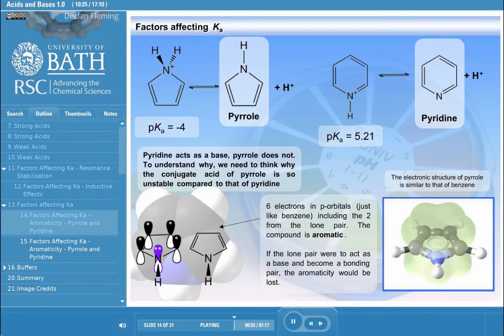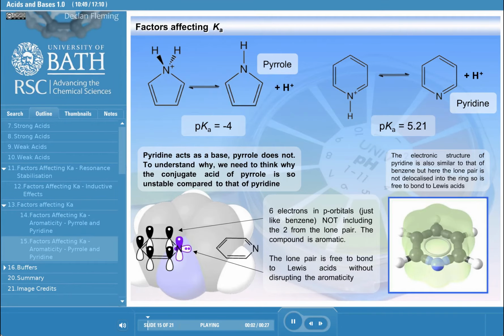If you're not sure what a pi bond is, you should look at the resource on Basics of Mechanism. Benzene has 6 electrons in its ring, however, so for pyrrole to be isoelectronic, i.e. to have the same electronic structure, 2 electrons must be contributed from the nitrogen atom to the system. These come from the lone pair. This makes the compound aromatic. If the lone pair were to act as a base and become a bonding pair, the aromaticity would be lost.